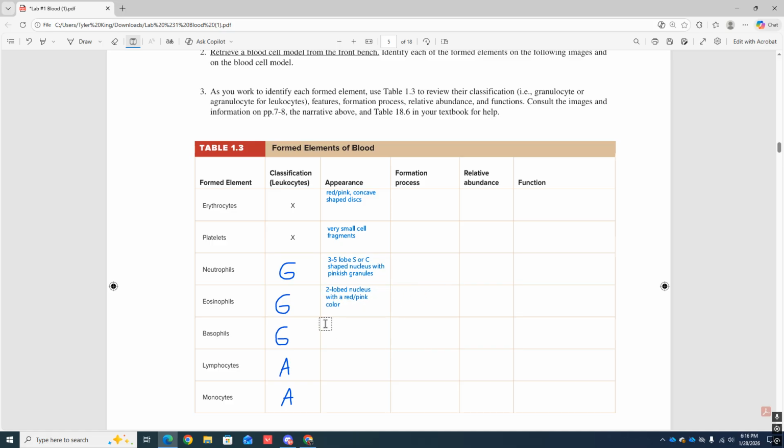Get that guy there. Basophil, all right? B, all right, basophil here. This one is very, very dark. It has very, very dark granules when stained, so it looks very, very dark, okay?